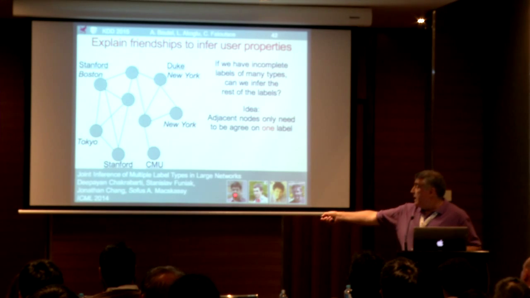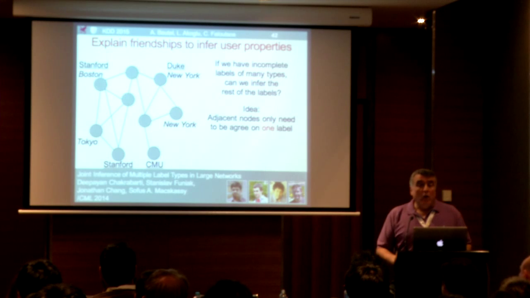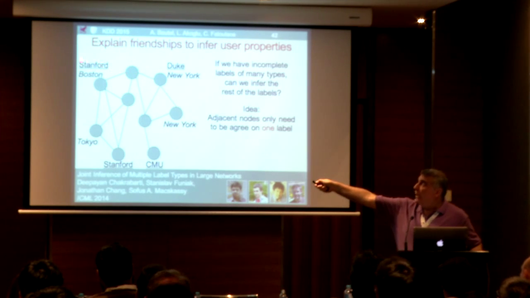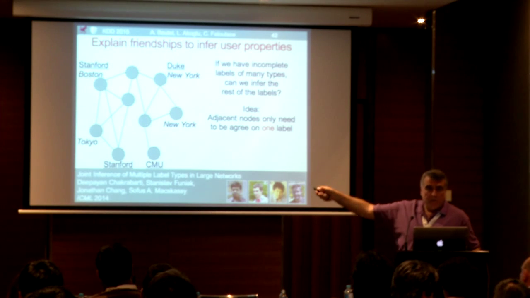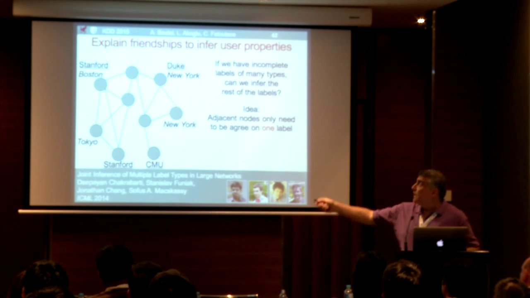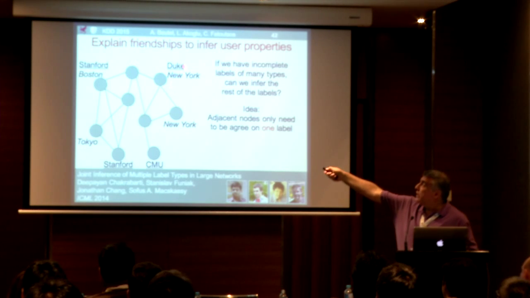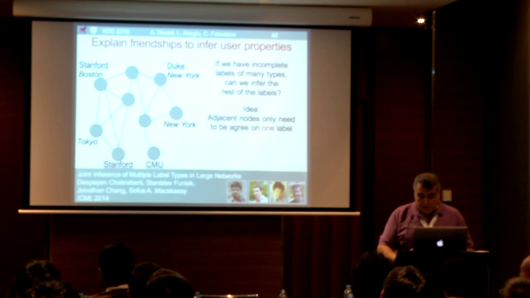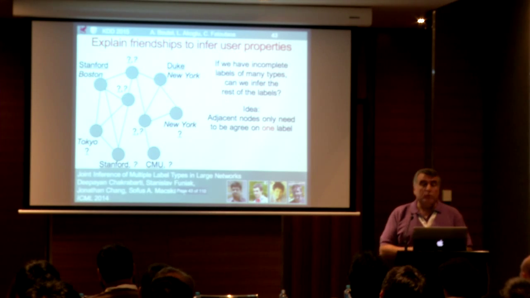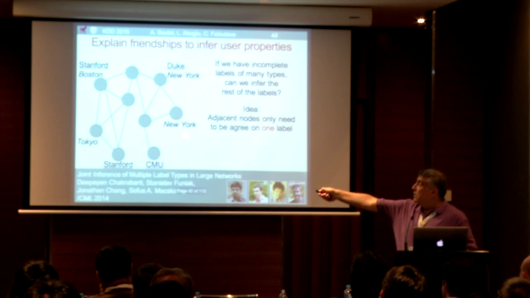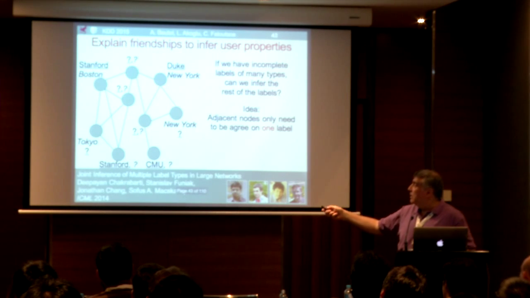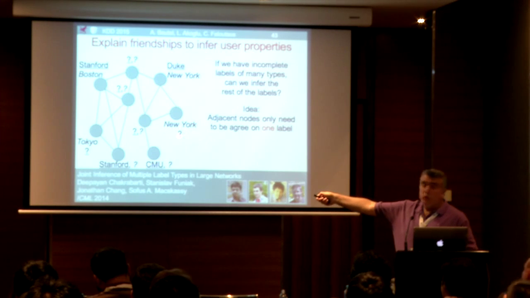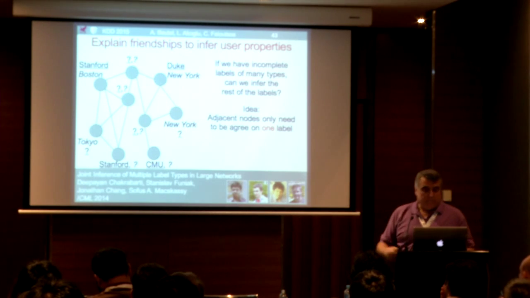This is a paper by Deepak Chakrabarty and his colleagues. Now suppose we have two types of labels. For every node, we know the school, underlined, and we know the city, italics, that this person lives in. For this node, we know that this person is going to Duke, and he or she is originally from New York. So what can we say about the rest of the nodes, right? For this node, we know that this person is in New York, but we don't know the school. For this person, we know nothing, right?